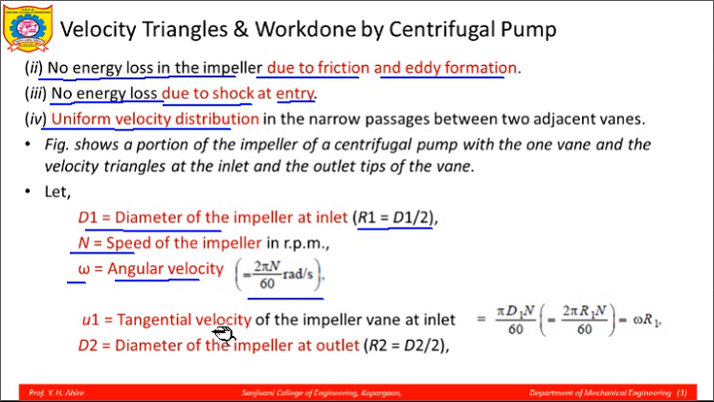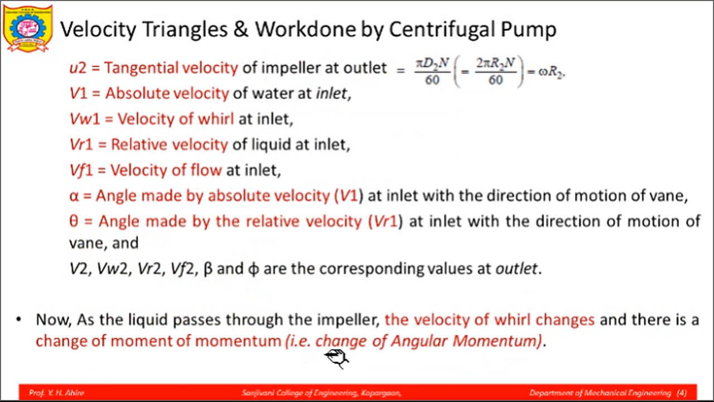U1 is the tangential velocity of the impeller vane at inlet. That can be calculated by the formula pi D1 N by 60. It is nothing but the formula omega into R1. D2 represents the diameter of the impeller at the outlet, so the radius R2 is equal to D2 upon 2.